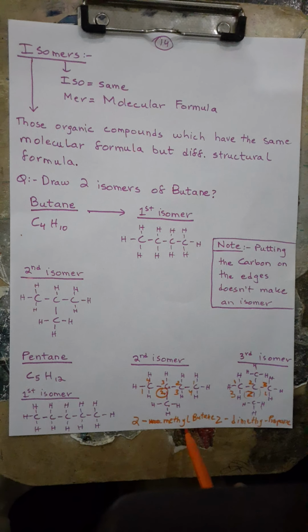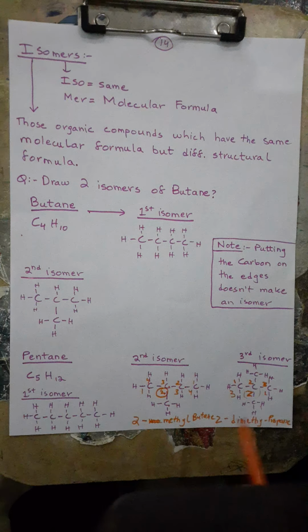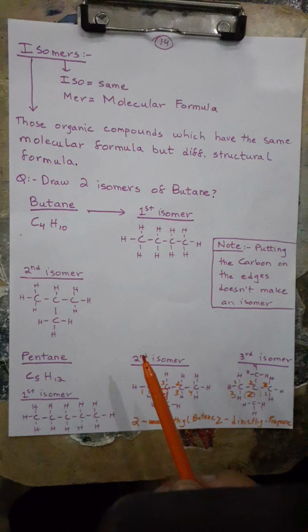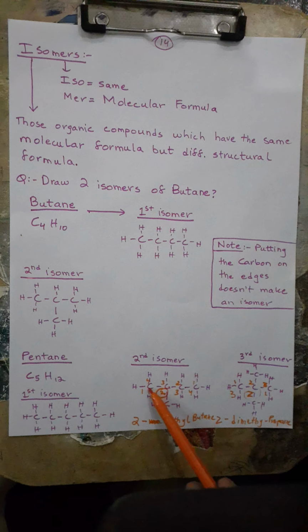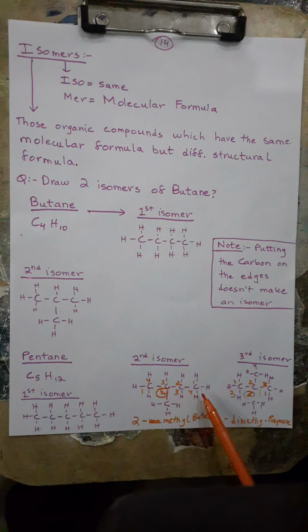So if there is 1 hydrogen missing, we have done this in our previous videos, we will name that, its name ends with yl in the end. So 2 methyl, this is methyl because 1 carbon. So 1 2 3 4, 4 carbons in a chain, so 2 methyl butane.